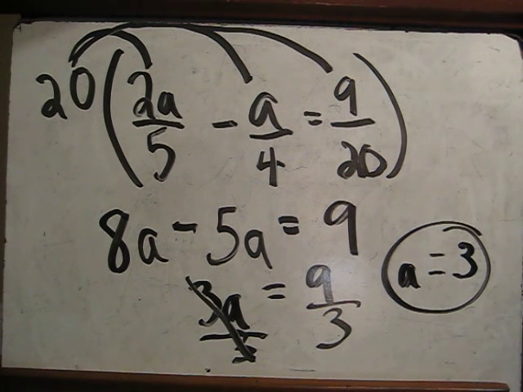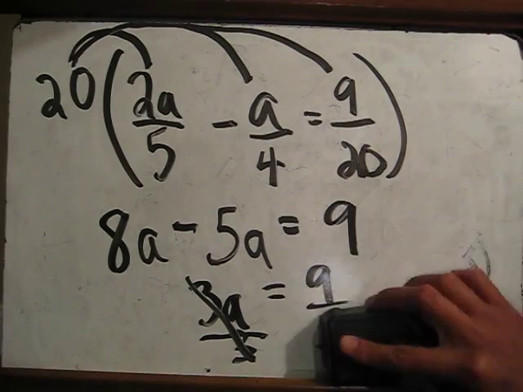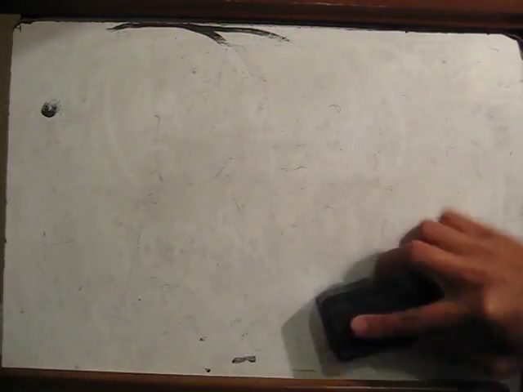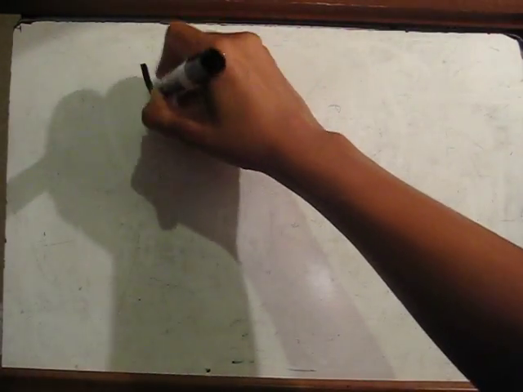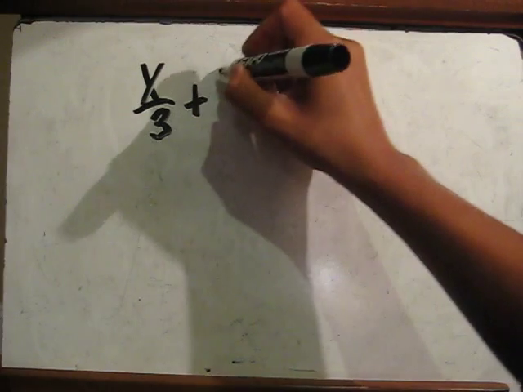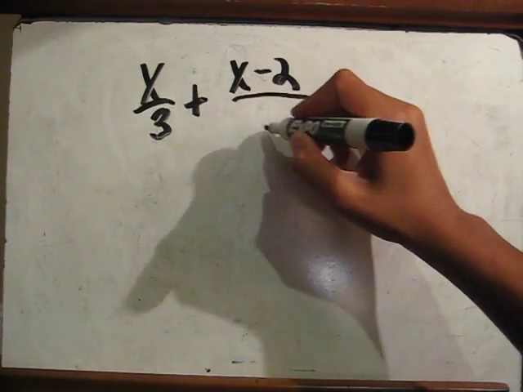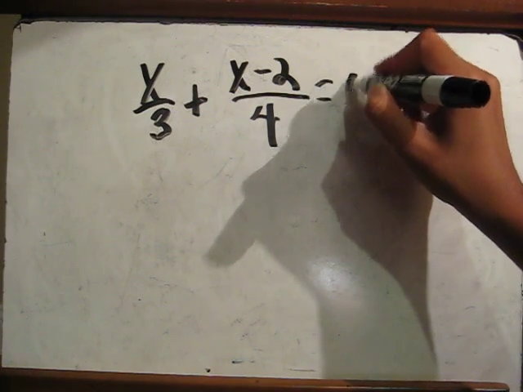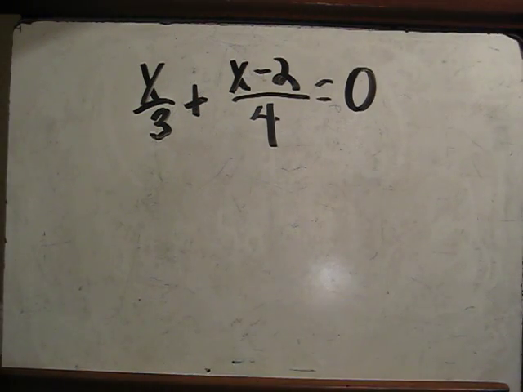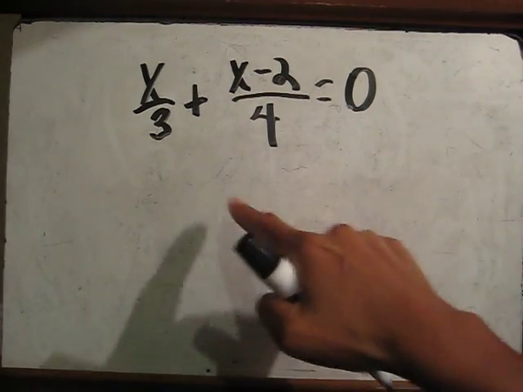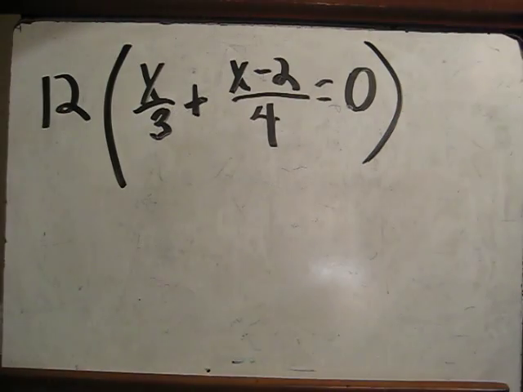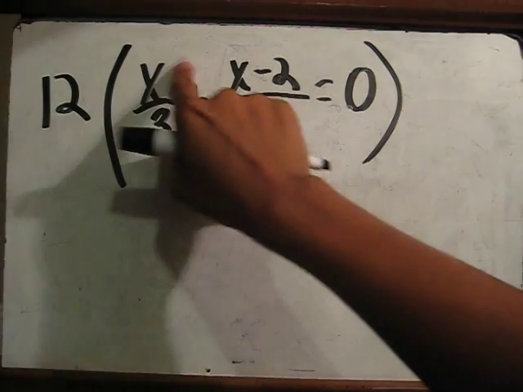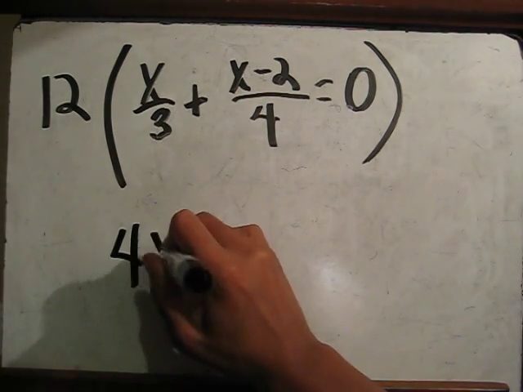All right, let's do another one. Last problem. x over 3 plus x minus 2 over 4 equals 0. So what's the least common denominator in this case? Remember, this is like 0 over 1. So the least common denominator in this case is 12. So we're going to multiply this entire equation by 12. 12 times x over 3 is 4x.